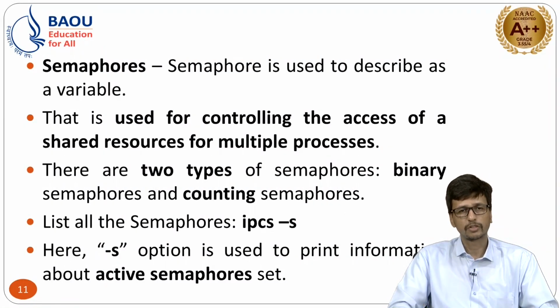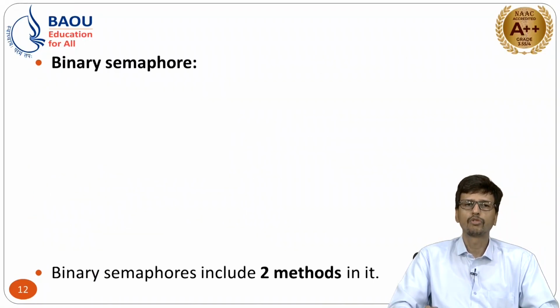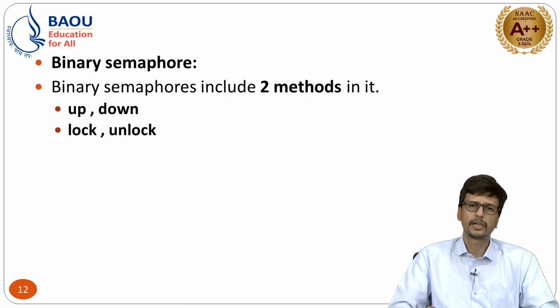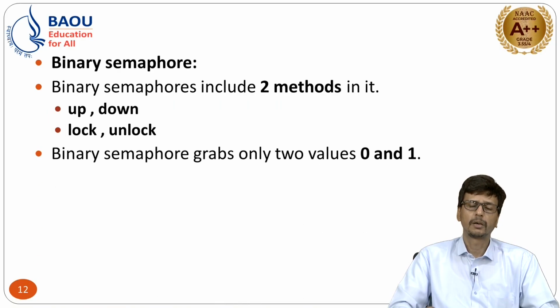We have already discussed two options: the q option we have seen, the m option we have seen, and the s option is what you use when you want to see the active semaphores. Now generally two types of semaphores are there. One is the binary semaphore and the other is the counting semaphore, or you can say the increment-decrement semaphore, in which the value can be changed. Two methods, up and down, or the lock and unlock method, can be used.